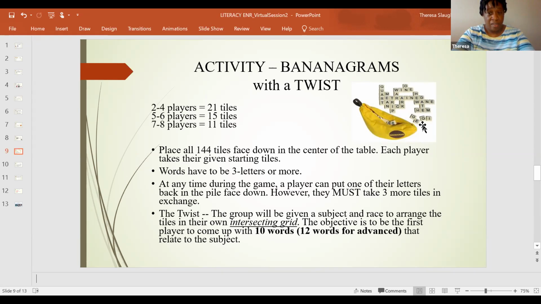Anybody at 10 words already? Just so you know, this is not a timed activity. However long it takes that first person to get to 10 words. Once you've made it to your 10 words, if you could put your name in the chat box, give me a high five.